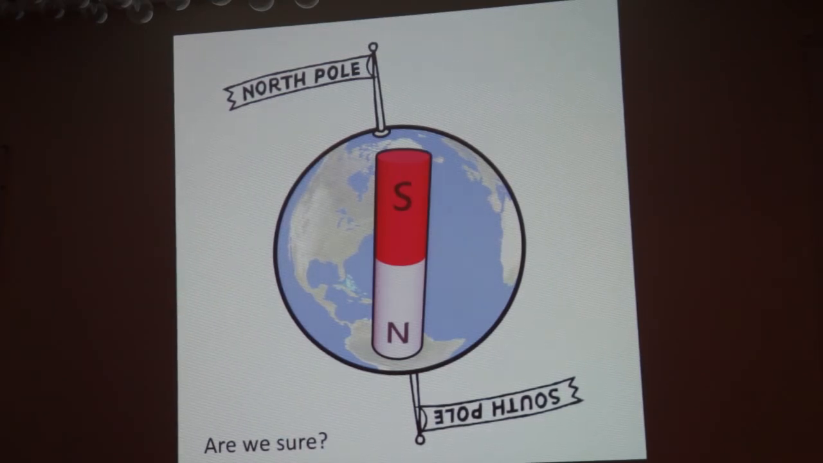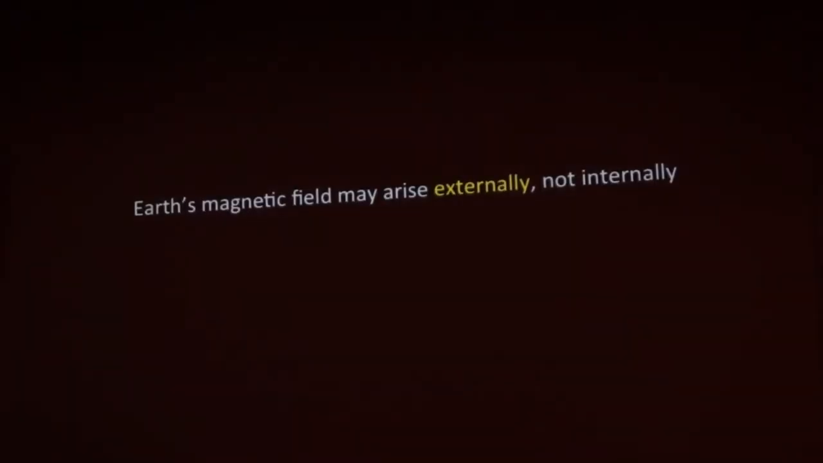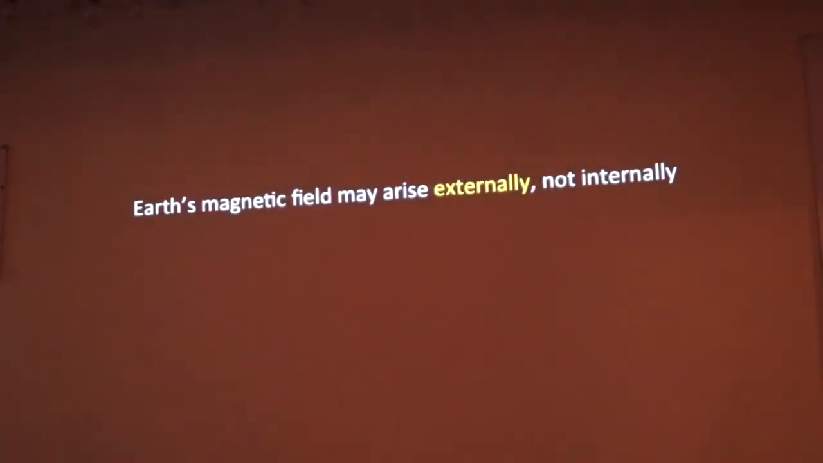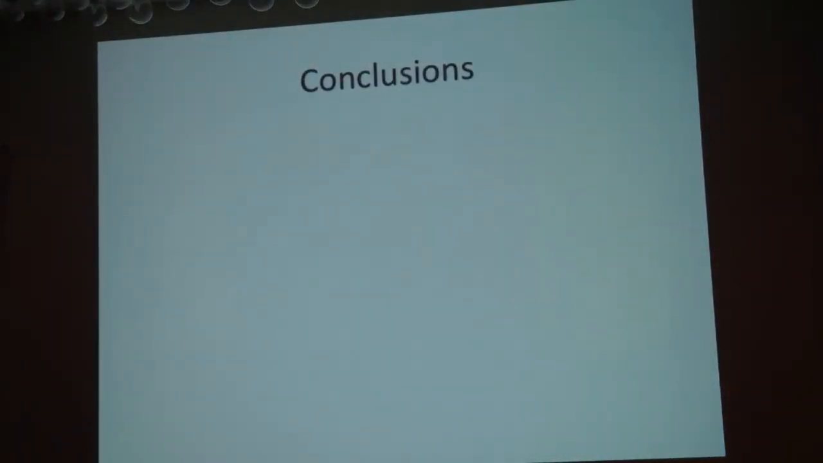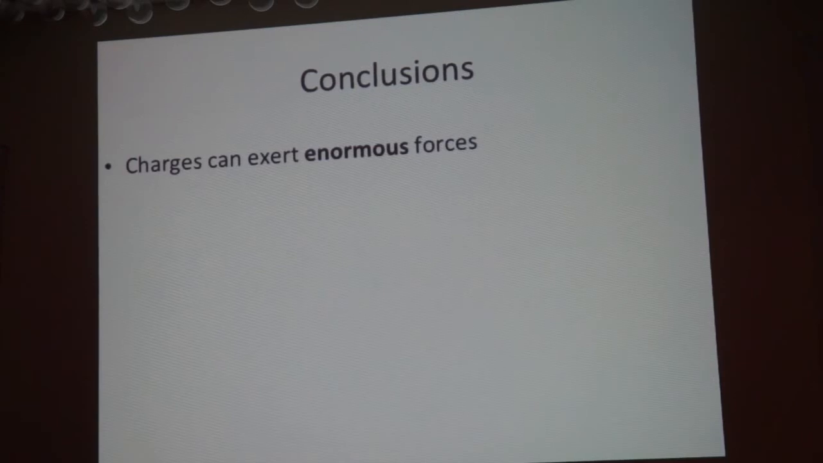It's possible that the Earth's magnetic field may arise externally and not internally. So the conclusions are that charges, first of all, can exert forces that are beyond our imagination. I presented 4 examples to you, and I think for most of us it's almost inconceivable that they're that large. But if we take Feynman as a reasonable source, then we have to admit that these charge forces are huge.